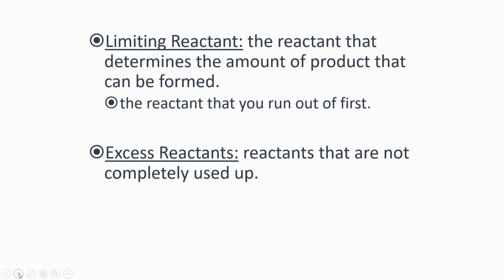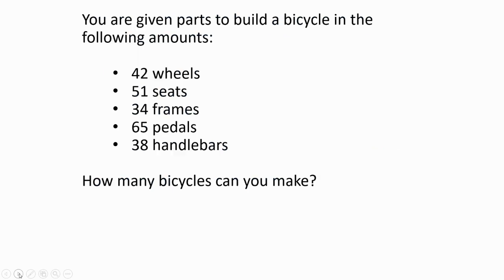The other reactants are what we call excess reactants. Those are the ones that we have plenty of or that we are not going to completely use. So we can use the limiting reactant to determine the amount of product that is going to be made. Let's take a look at a simple everyday example before we move into the more chemistry examples.